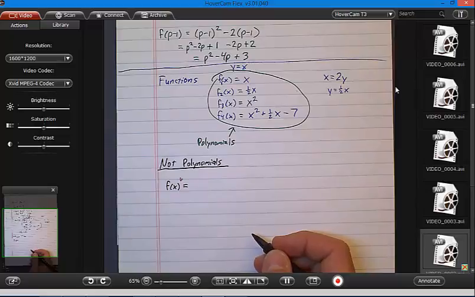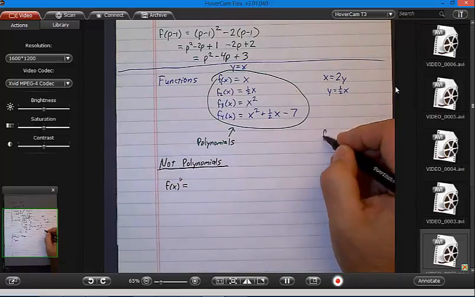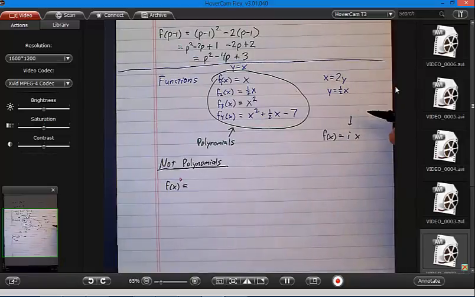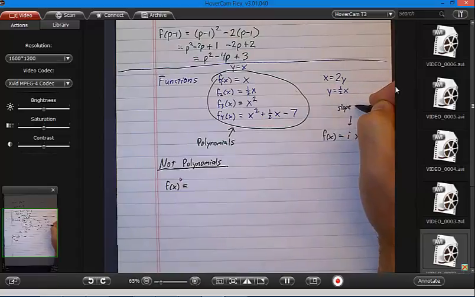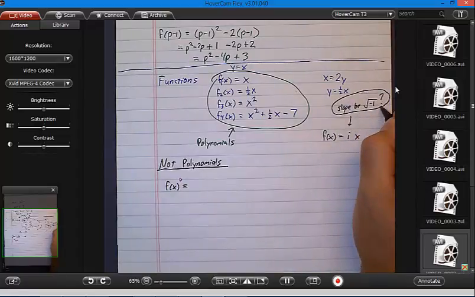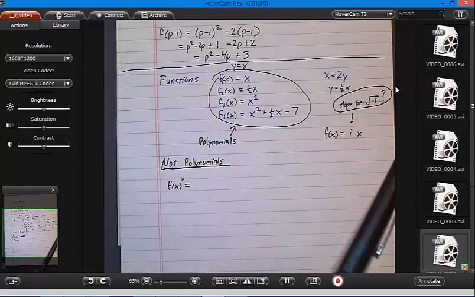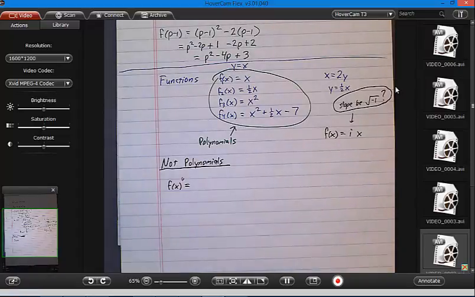Yeah. Let me write that over here. F of x equals ix. This is an interesting thing because can the slope be the square root of -1? Let me give you a little saying that I'm going to use quite a bit in this class. Guys, keep it real. Okay? Because I would argue that this is a polynomial, but it's so out there that we're not going to talk about it in this class. Keep it real. Okay? That's a cool example, though.